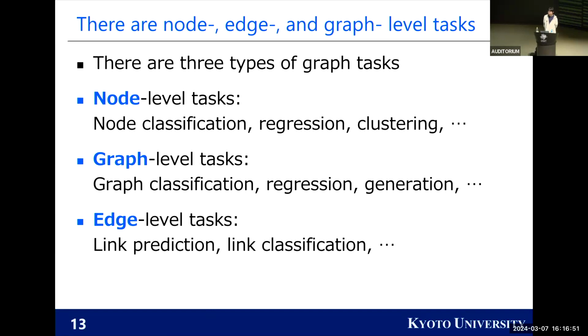So this is a fine-grained problem. By contrast, graph level tasks like graph classification, regression, and generation aim at graph level prediction. For example, we label the entire graph, so we handle each graph. And in edge level tasks like link prediction and classification, we handle each edge as a unit. For example, in link prediction, we predict whether there is an edge between a pair of nodes.